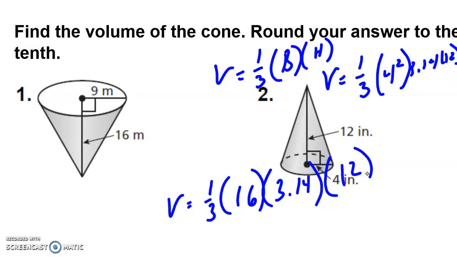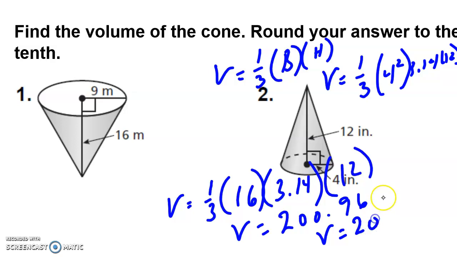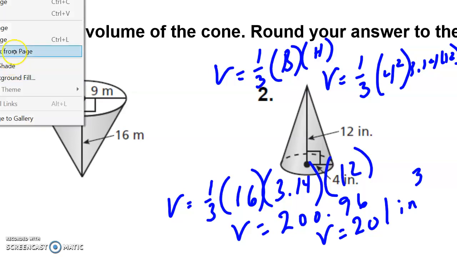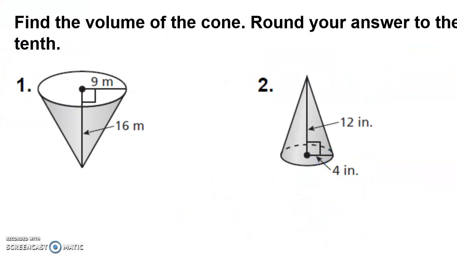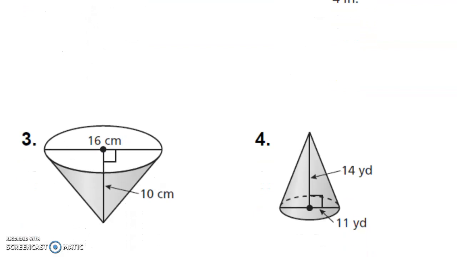And if you paused it and solved it, we should have ended up with the volume equals 200.96. Nearest tenth for that is 200. That'll move the tenth place up, which is going to move the ones place. So technically we end up with 201 inches cubed. Okay, hopefully we pulled that one off. So what I'd like to do is go ahead and clear this. We're going to come down here and we're going to solve number 3.